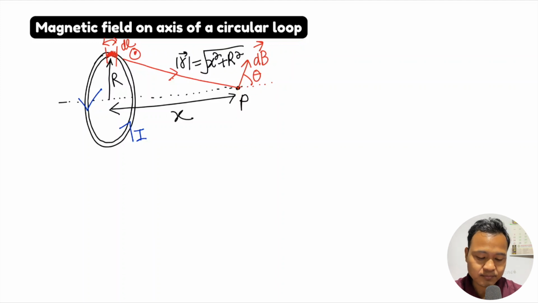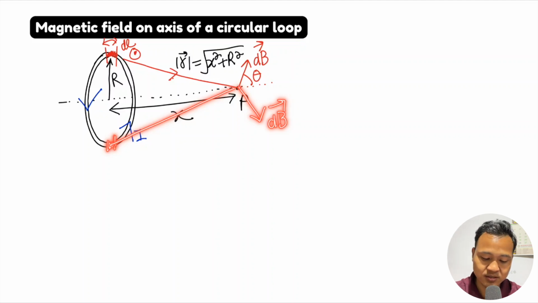If I take another element here and find the magnetic field at this point, by the right-hand thumb rule, dB will be like this. Now if I take the components of dB, there is a dB sin theta component and a dB cos theta component.